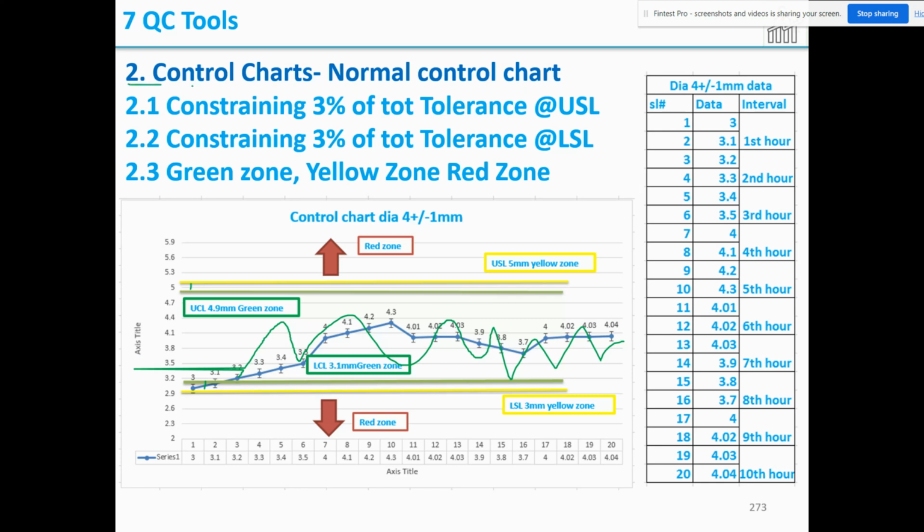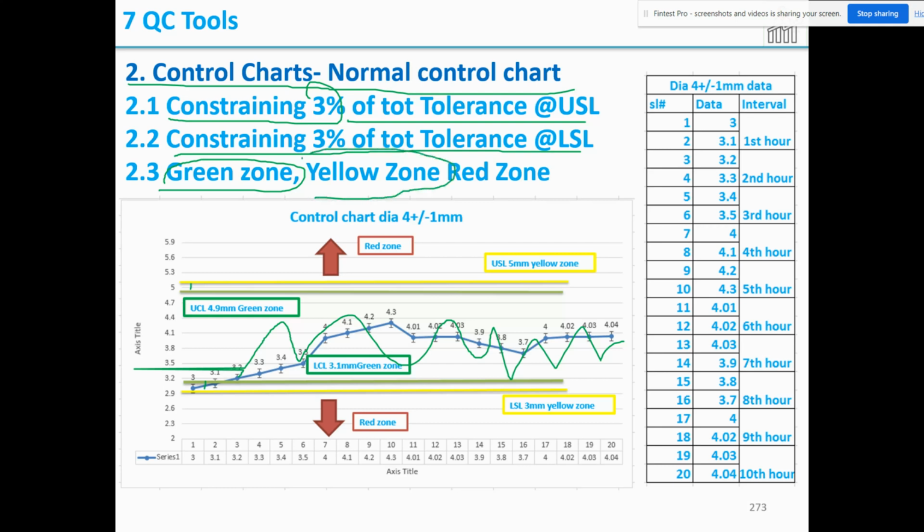So now control charts, normal control charts, constraining 3% of total tolerance at USL, constraining 3% of total tolerance at LSL. So now, as we told, 5%, they have taken only 3%. And then within the control limit, we call it as a green zone. Above the control limit, we call it as yellow zone. Red zone will be out of specification. This is just for identification they have given. So this is a common control chart or a possible control chart that we can implement in the production.